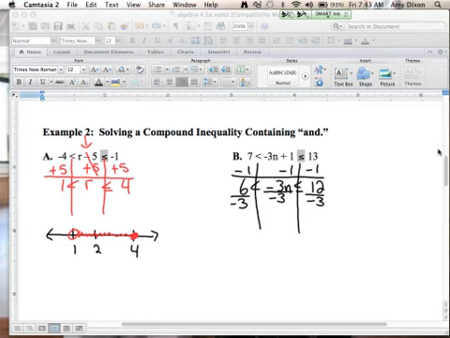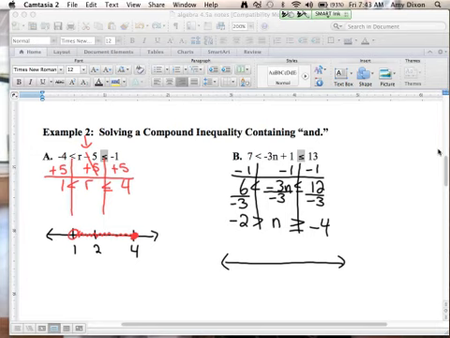So 6 divided by negative 3 is negative 2. So negative 2, and then I'm going to go ahead and flip around my inequality symbol. We get n, and then I'm going to flip around the other one. And then 12 divided by negative 3 is negative 4. Okay? So I have to flip those inequality symbols. That is absolutely important.